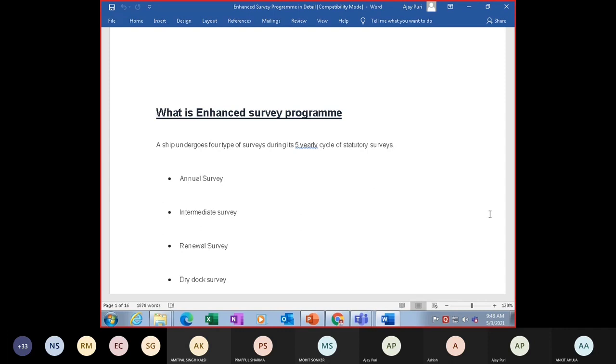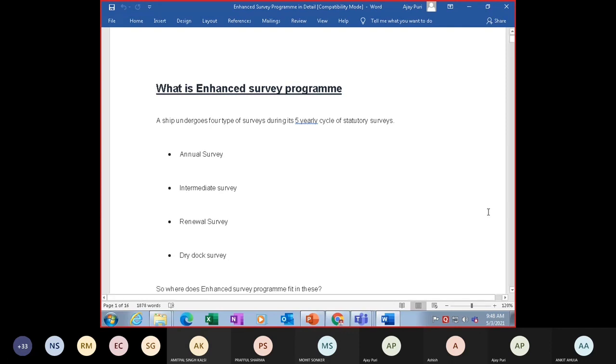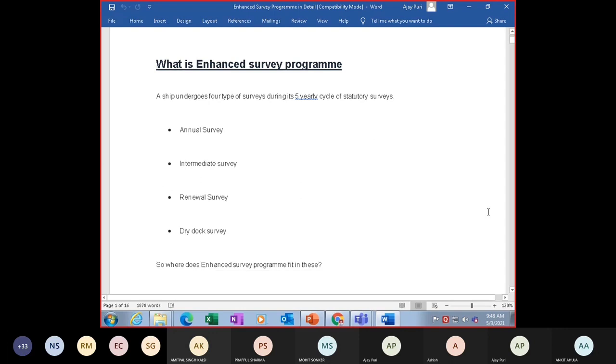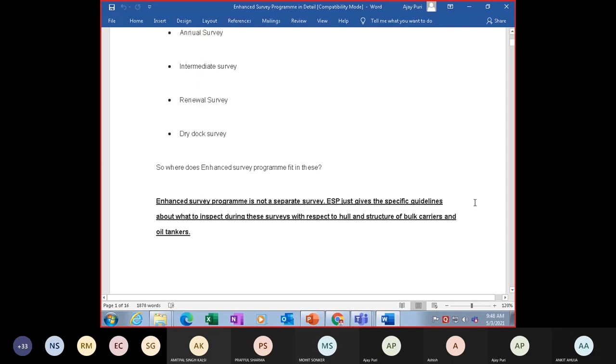So flag state फिर क्लास को भेजता है, क्लास अप्रूव करती है, उसके बाद ये शेड्यूल बनाया जाता है कंपनी से कब कब सर्वे होना है। So your surveys on ship are annual survey, intermediate survey, renewal, dry dock. Enhanced survey क्या होता है? Enhanced survey is basically certain areas you check for fatigue in respect to your hull and structure of bulk carriers and oil tankers.